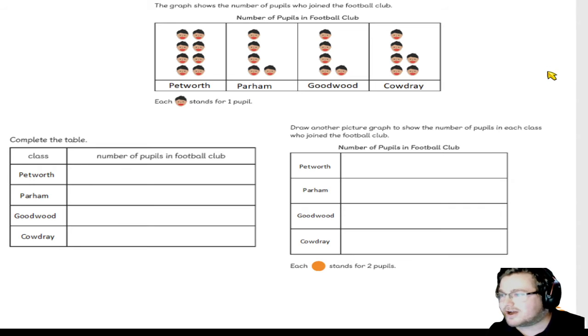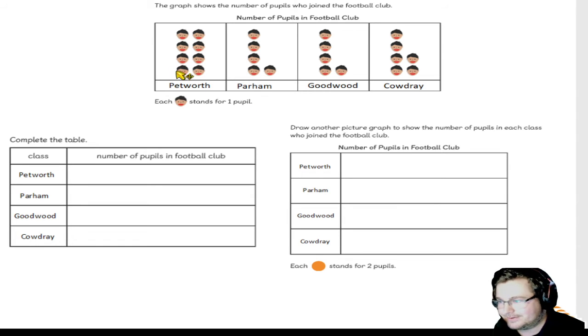So here the graph shows the number of pupils who have joined the football club. Okay, Petworth. Here we go. We've got a few faces here. Parham, not as many, but a few there. Goodwood's got a few, and Cowdray also got a few there. Each smiley face stands for one pupil.